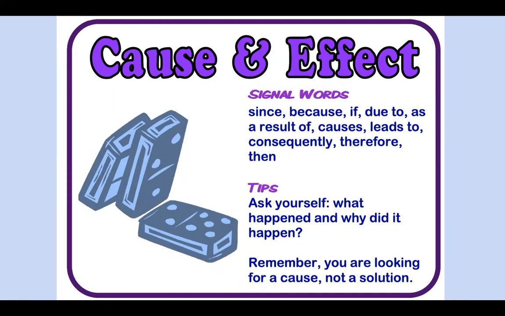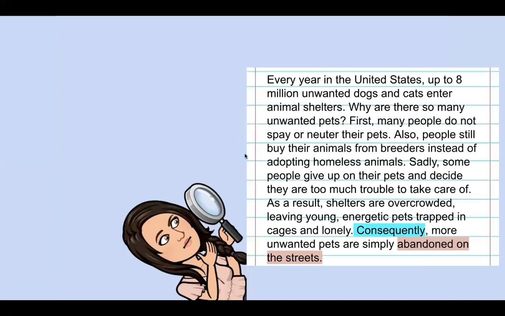So you should be asking yourself, well, what happened? What's the cause? And why did it happen? What caused that thing to happen, and why, and what happened is the effects that occurred because of it. So remember that you're looking for the cause, not the solution. With the problem and solution, it was, okay, here's the problem, and then this is how to solve it. With cause and effect, what's different is that you're seeing that something happened and you're trying to find, well, what caused that to happen?